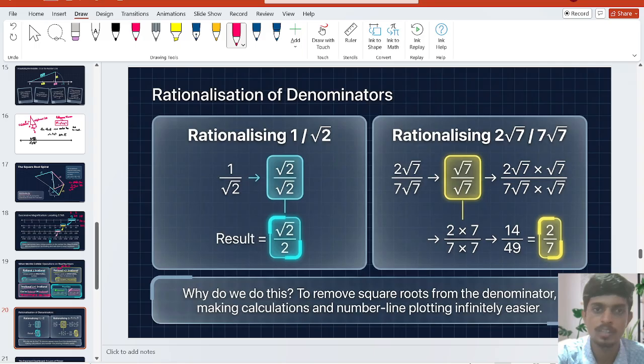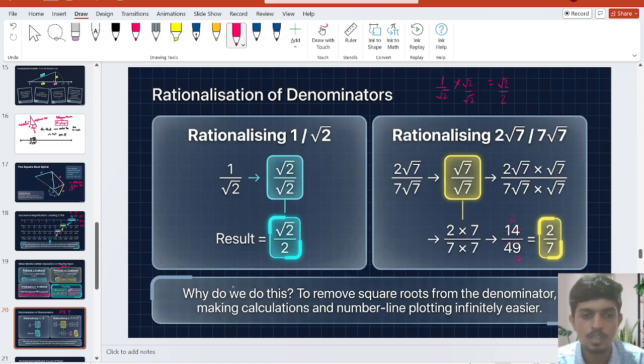Coming to the next point, rationalizing. Rationalizing 1 by root 2 means we have to multiply root 2 in both numerator and denominator. So 1 by root 2 can be written as root 2 by root 2 times root 2, which becomes root 2 by 2. And rationalizing 2 by root 7, we multiply by root 7 on both, and get 2 root 7 by 7. So 2 root 7 by 7 is our correct answer.